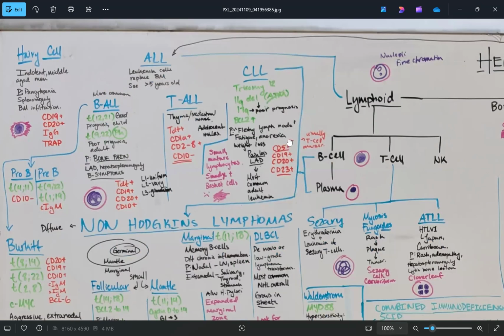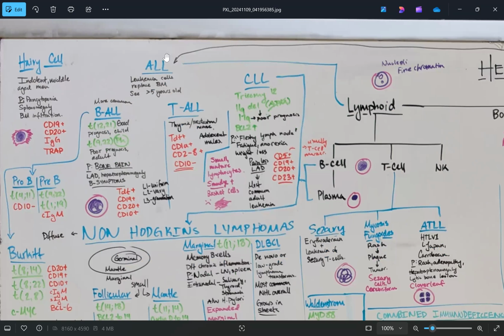One of the most common ones we'll talk about, actually, I'll skip hairy cell first. I want to talk about ALL. B-ALL or T-ALL, I like to say just B-ALL, T-ALL for B cell or T cell ALL, which stands for acute lymphoblastic leukemia. Lymphoblastic because you're dealing with the lymphoid precursors. The disease is caused when the leukemia cells replace your bone marrow.